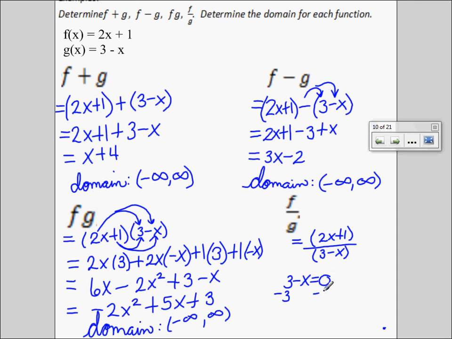So you just subtract 3 on both sides. So you have negative x equals negative 3. Now to make this a positive x, just change the sign. It's kind of like multiplying by a negative 1 across or dividing by negative 1 across. When you do that, you're going to get x equals 3. So that means that the domain cannot equal 3. So the domain is x is not equal to 3.